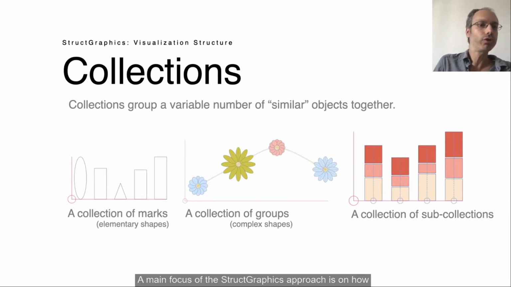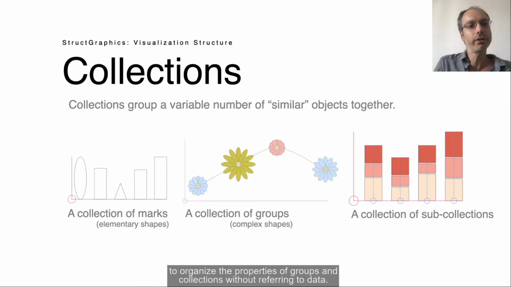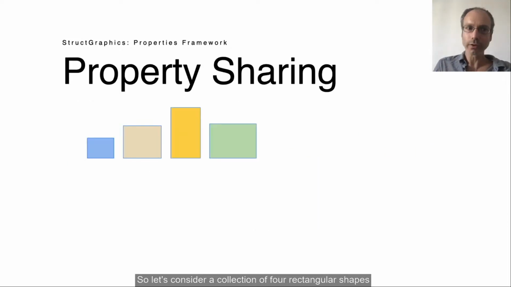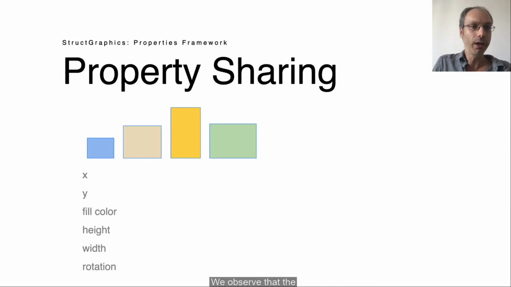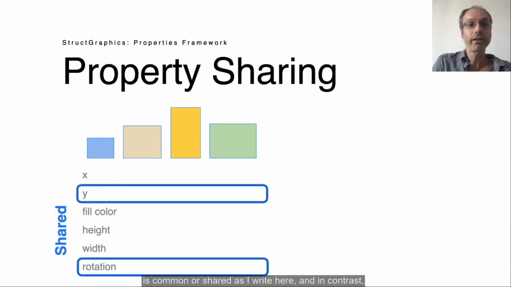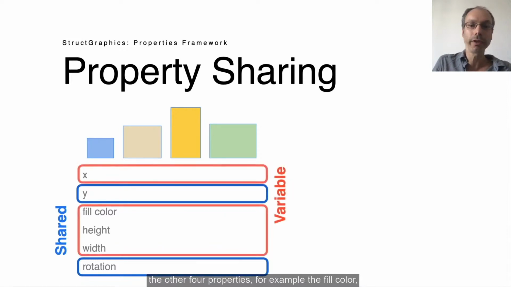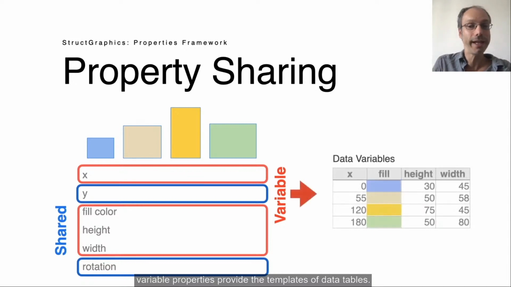Now, a main focus of the Star Graphics approach is on how to organize the properties of groups and collections without referring to data. So let's consider a collection of four rectangular shapes, and let's focus on these particular properties. We observe that the y-coordinate and the rotation of all rectangles are common, or shared, as I write here. And in contrast, the other four properties, for example, the fill color, are variable, they vary. And we'll see later that variable properties provide the templates of data tables.